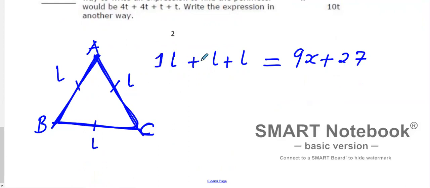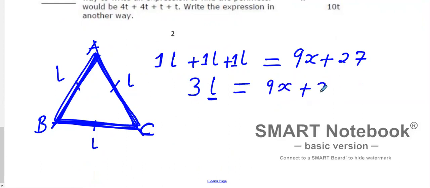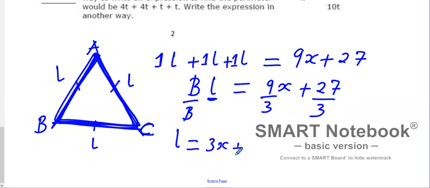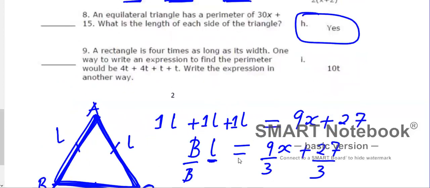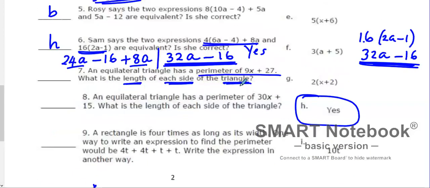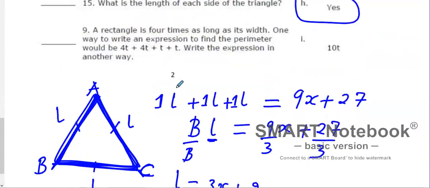Okay, now 1L plus 1L plus 1L makes 3L, where L stands for the length of each side of this equilateral triangle. So that will be equal to 9x plus 27. Because the question is asking for the length L, I need to divide by 3, leaving L exposed. So this will be 3x plus 9. So the length of each side of the triangle will be 3x plus 9. Got it? It's here, 3x plus 9.